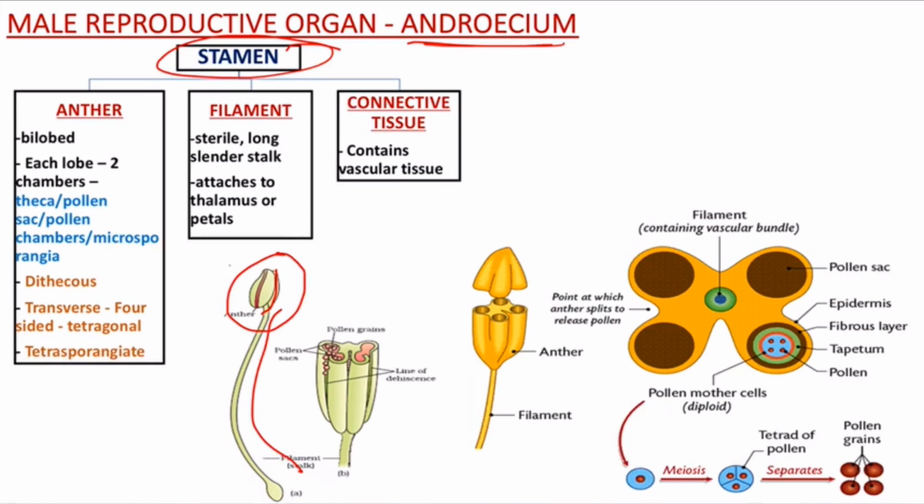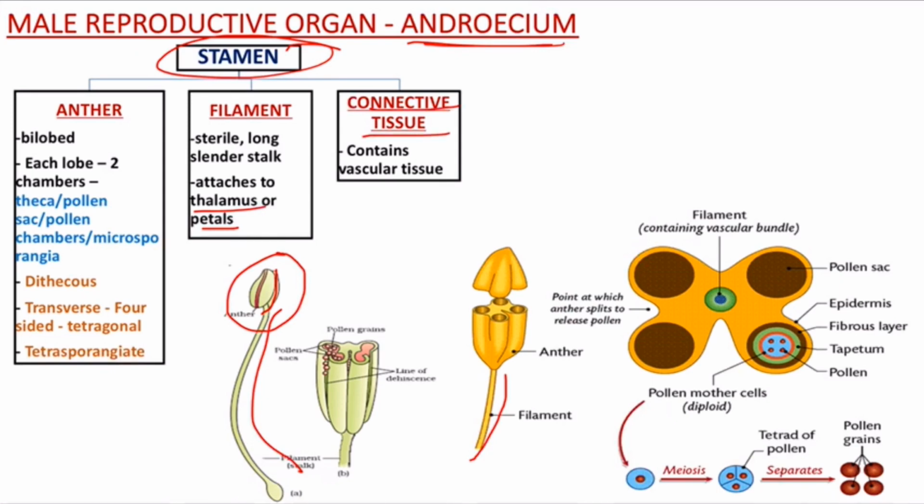Now let us study each part. Let us start first with the filament. So the filament is nothing but what? It's a sterile, long, slender stalk. Sterile, as I said, means it is not going to participate in the reproductive process. It is a long plus thin stalk, right? It bears an anther at the tip of it, and it is attached to the thalamus or the petals. Now, the filament can be of varied size and shape in a stamen depending upon which flower it is.